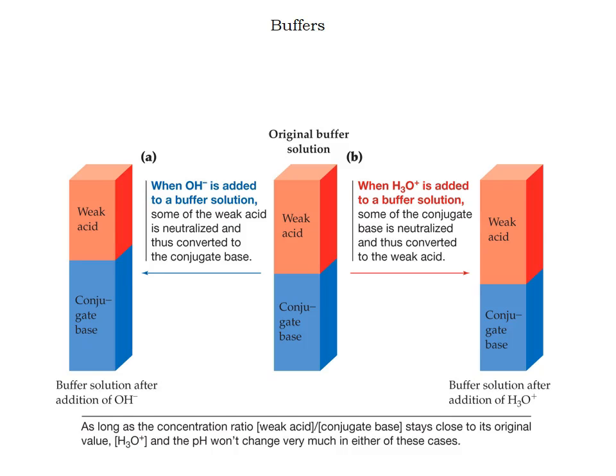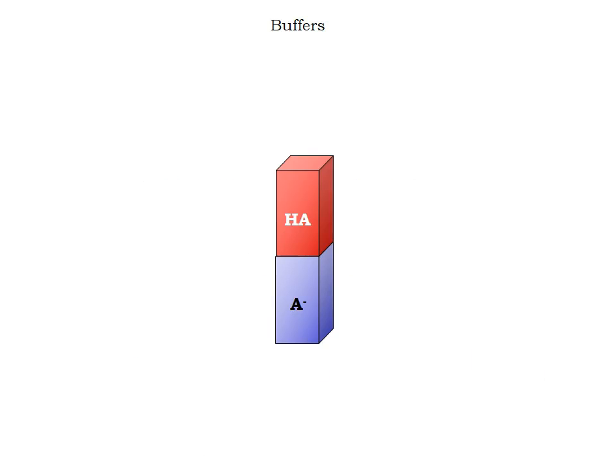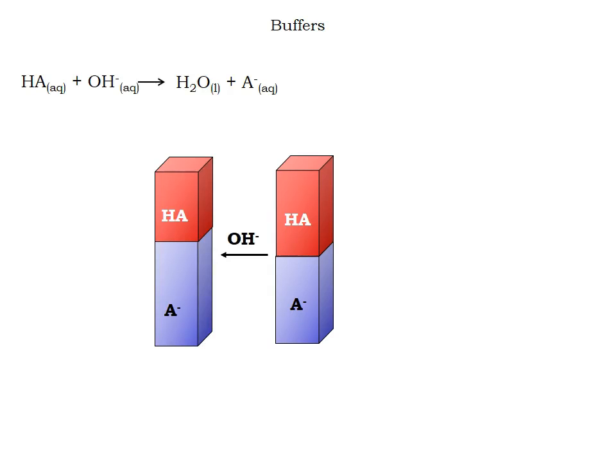Now another image of buffers is to think of a buffer as a combination, if you look in the middle, of a weak acid and its conjugate base, and they're mixed in some proportion. And so I'm going to use this picture, and we're going to do the same reaction that we did before. Here's our weak acid on the top, the red, and our conjugate base on the bottom, the blue, and we're going to perform the reaction where we add hydroxide. So if we add hydroxide, the reaction you see here will occur, the neutralization reaction.